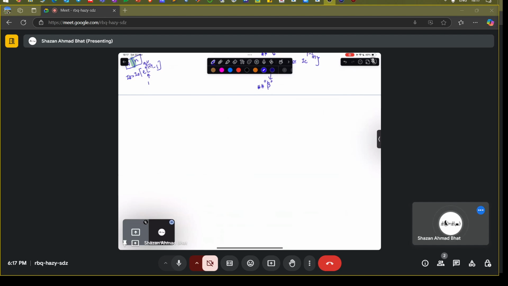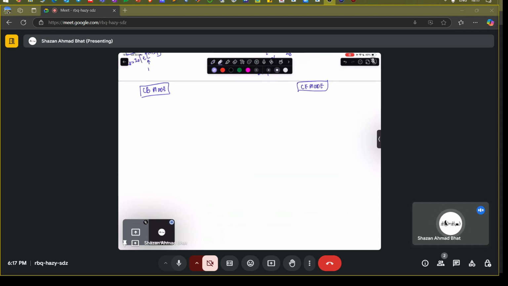Now, what next? What we have next is, let me bring one more page. Now we have something called common base mode and we have something called common emitter mode of transistors. Okay, now what is basically going to happen? Let me draw a line here. Let me draw another line. So if we talk about the common base mode, then it looks something like this.